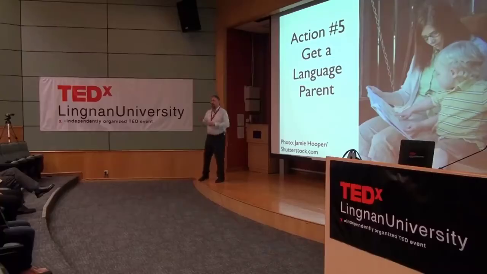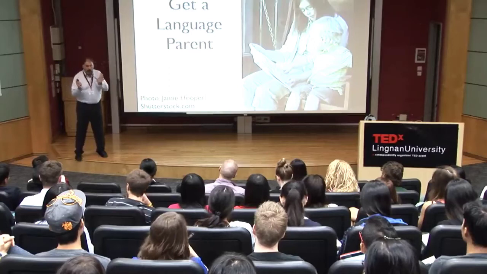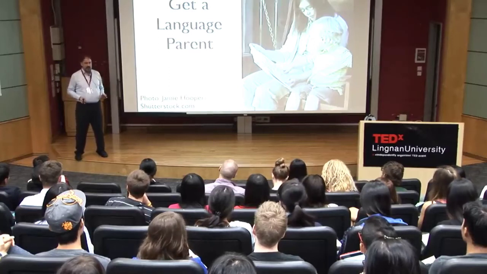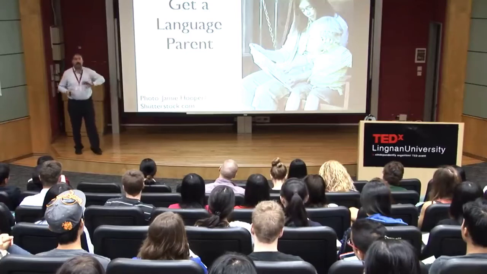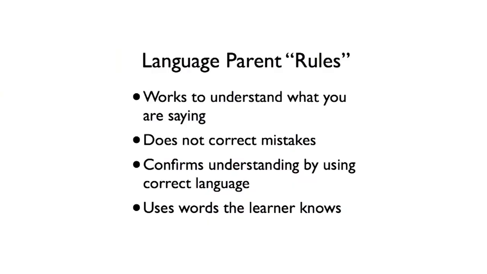So you get yourself a language parent who's somebody interested in you as a person who will communicate with you essentially as an equal, but pay attention to help you understand the message. There are 4 rules of a language parent. Spouses, by the way, are not very good at this, okay? But the 4 rules are, first of all, they will work hard to understand what you mean, even when you're way off beat. Secondly, they will never correct your mistakes. Thirdly, they will feed back their understanding of what you're saying so that you can respond appropriately and get that feedback. And then they will use words that you know.